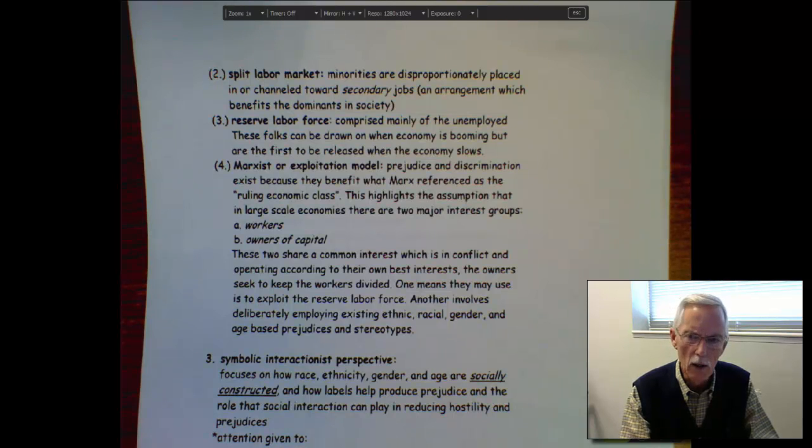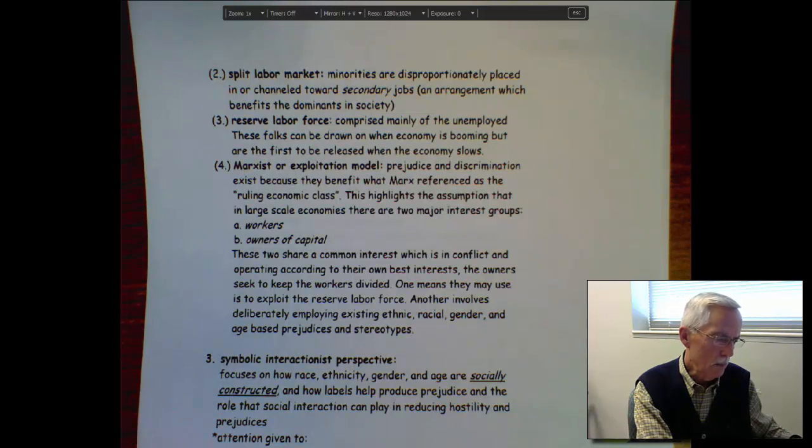So once again, when you look at how Marx perceives of this, he sees discrimination and prejudice supporting a division of labor, but at the same time, he sees, by and large, those in control, the elites, the dominants, literally again working to exploit employees. One way to do this, employ existing prejudices and discrimination. Play them off against one another. Divide and conquer, if you will.